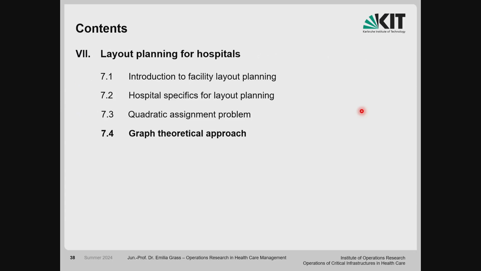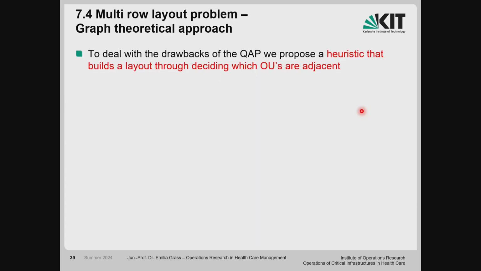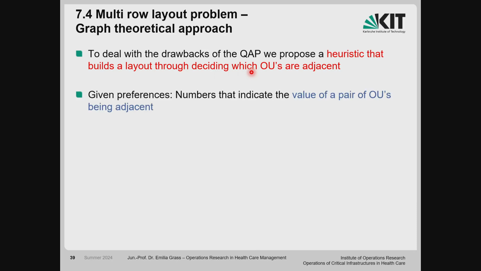Okay, so now to overcome all these issues, we start with a theoretical, or graph theoretical, approach. To overcome this, we would like to use a heuristic that builds on graph theory. We want to decide which operating rooms and organizational units should be neighbors, should be adjacent. And for this, we would like to have a preference matrix.